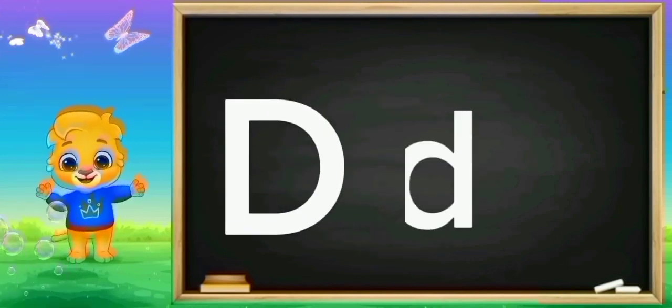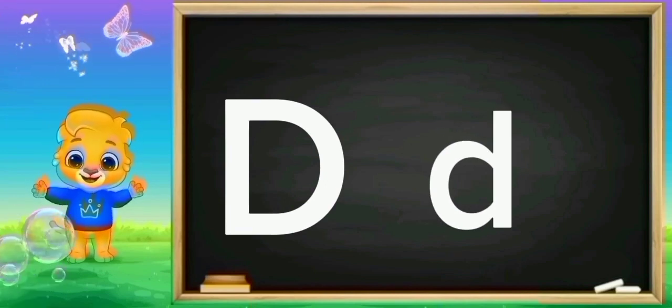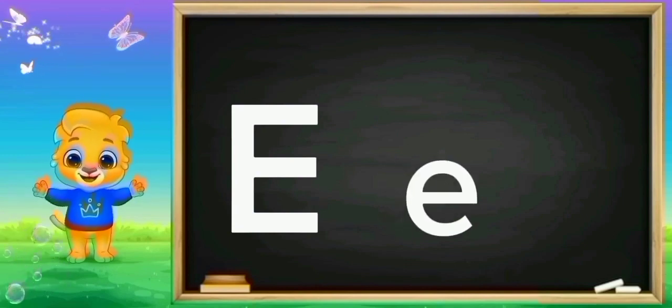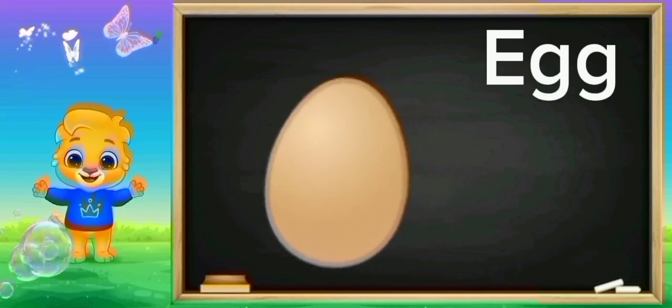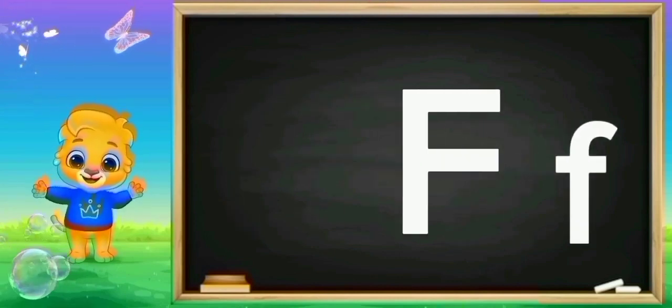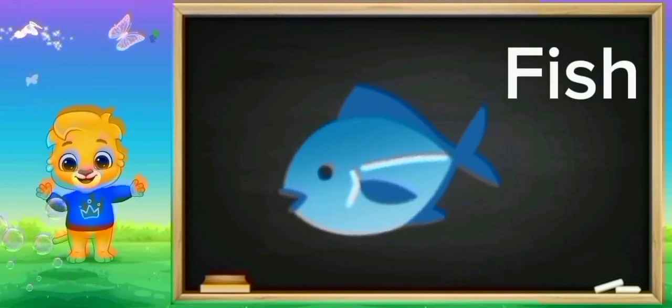Capital D, small d for duck. Capital E, small e for egg. Capital F, small f for fish.